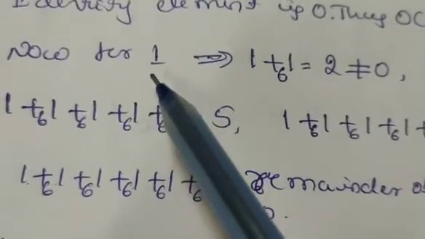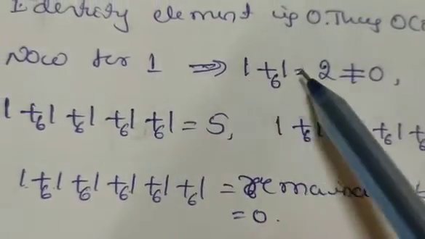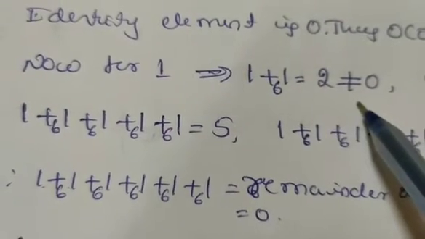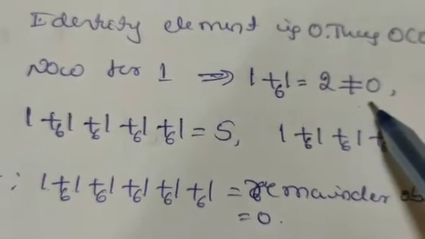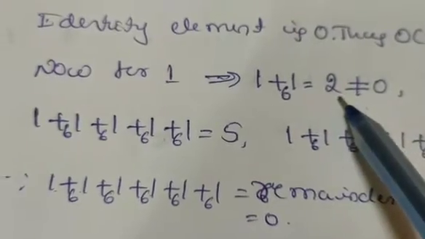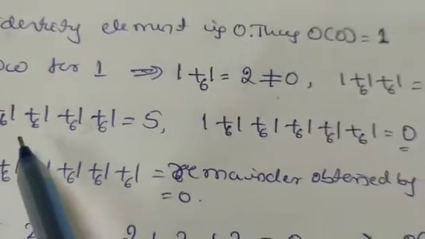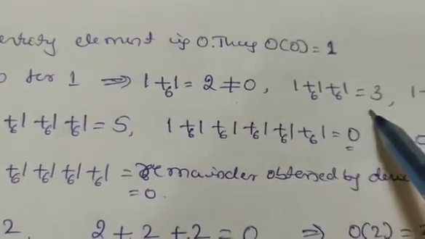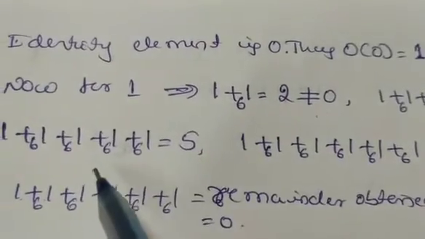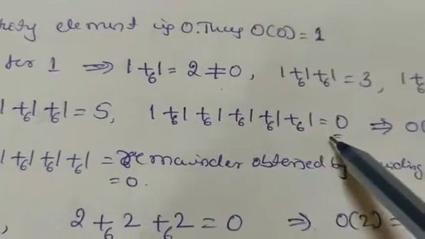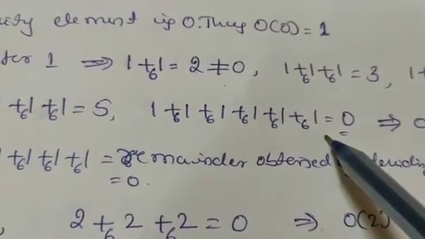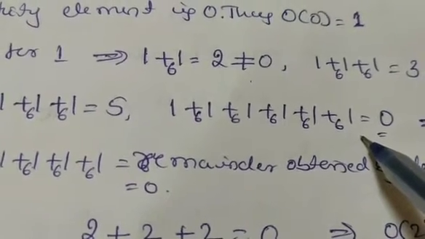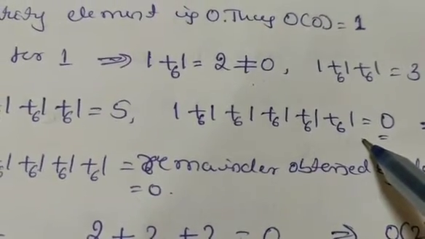Now for 1, the next element is 1. So 1 plus 1 is 2, it is not equal to 0, because what we want here is the identity element. So if you add 1 plus 1 you will get 2, 1 plus 1 plus 1 is 3, like this. So you will get 1 plus 1 plus 1 plus 1. If you add 6 times, you will get 6, but it is under addition modulo 6, which means you have to divide 6 by 6.